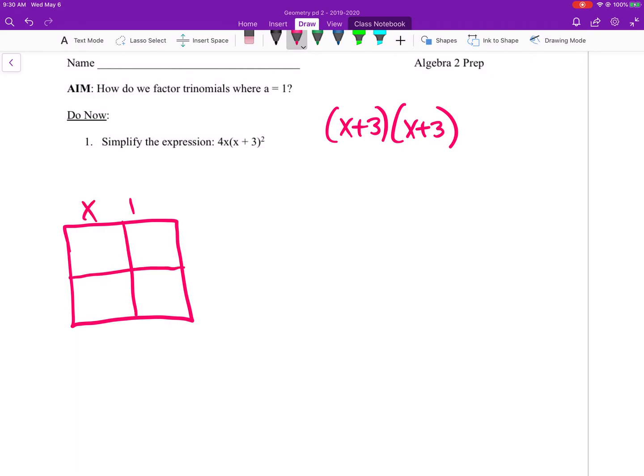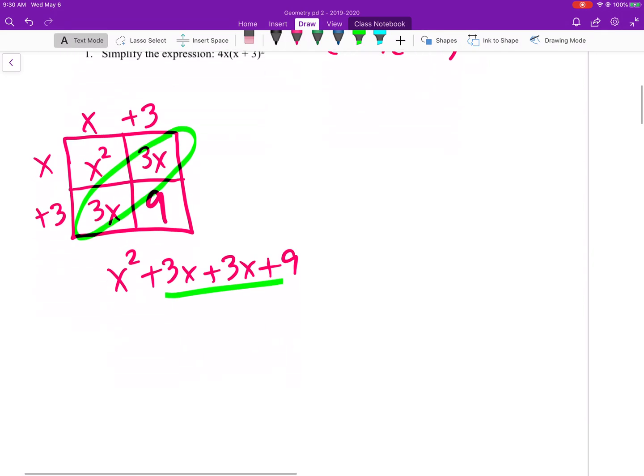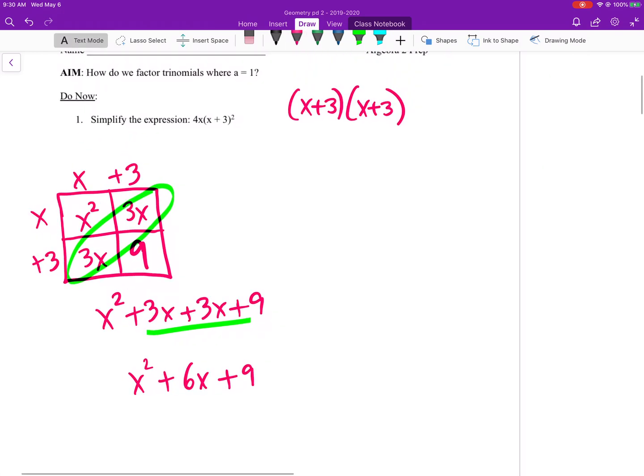So we'd have x plus 3 and x plus 3. So x times x is x squared, x times 3 is 3x, x times 3 again, 3x, and 3 times 3 is 9. So take a look, we have some like terms. So this would be x squared plus 3x plus 3x plus 9. Like terms, 3x and 3x would make 6x, so we have x squared plus 6x plus 9. That's the trinomial you would get after you do (x plus 3) squared.